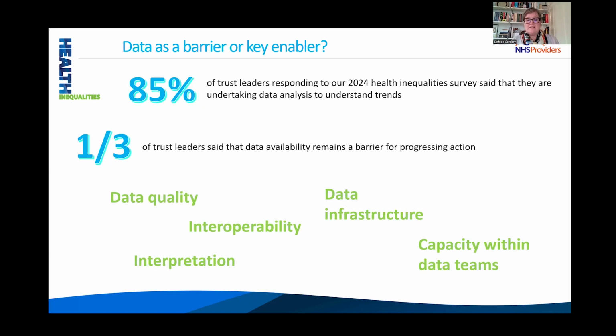So trust leaders don't always have the skills, experience, or confidence to interpret and understand inequalities data to inform decision making. And without that really high quality, joined up data, the aspiration to really track, measure, and make evidence-based decisions to reduce health inequalities can't be realised. And we really do hope that the speakers we've got today will give you some insights into how you can take those really informed steps to improving your data quality.